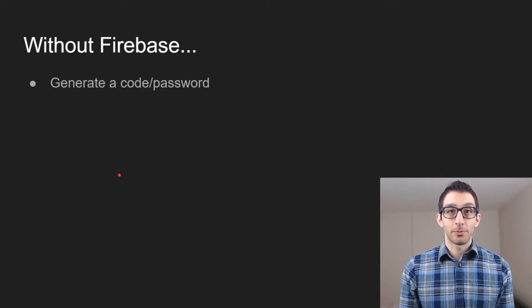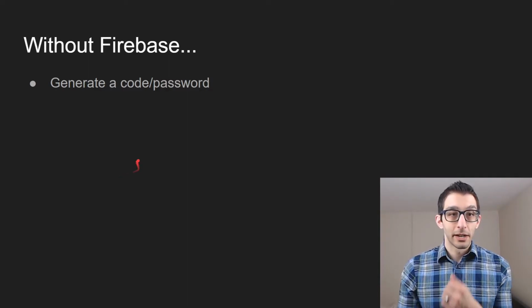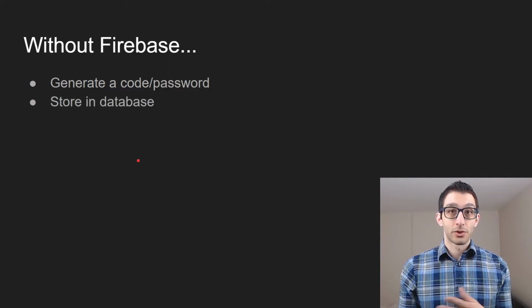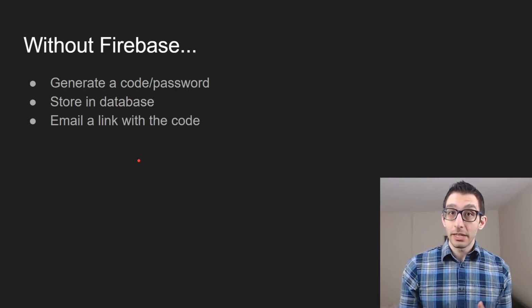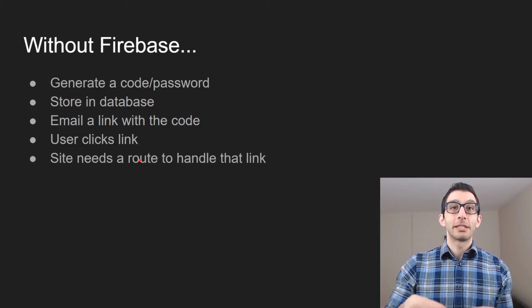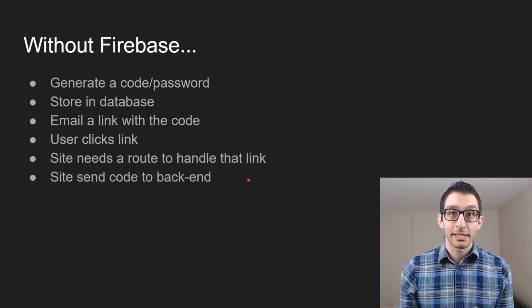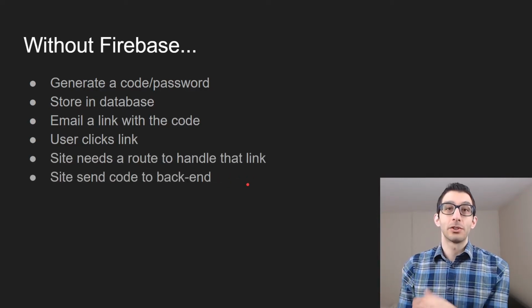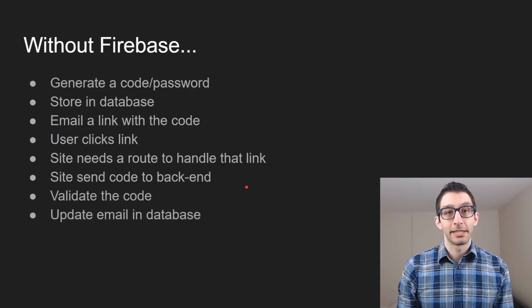Without Firebase, what you're probably going to do is generate a code somewhere that you'll eventually email to the user. You'll store that in the database. Then you'll eventually email that code to their new email address. The user will click that link, which means that you need something in your client to handle that link to send the code back to your backend so that you can validate it and update the database.